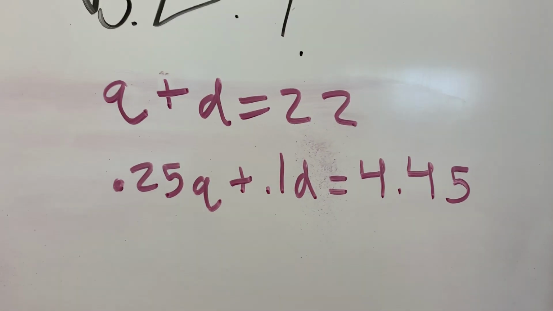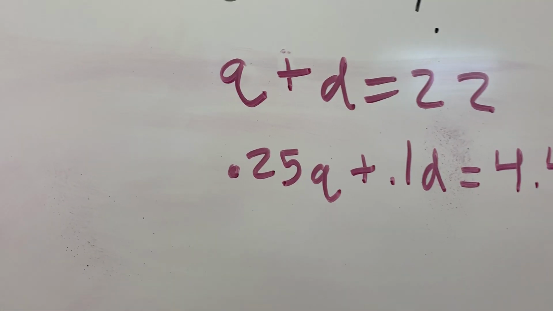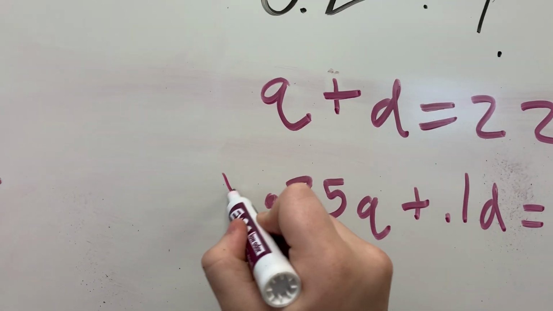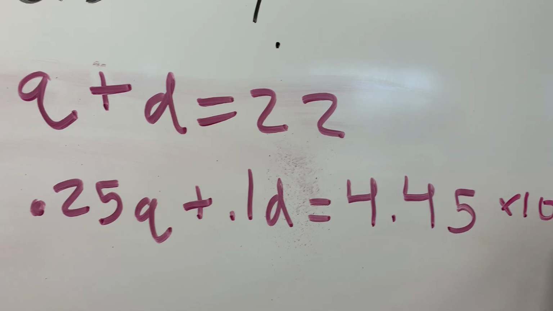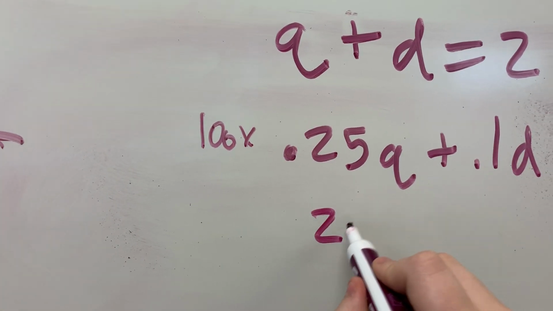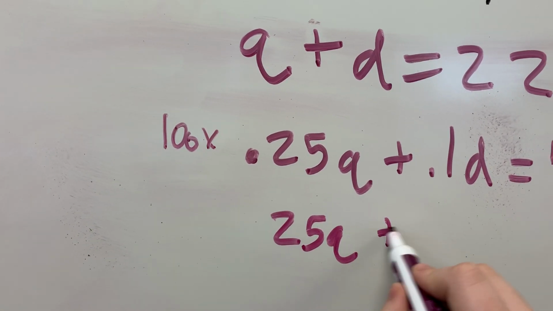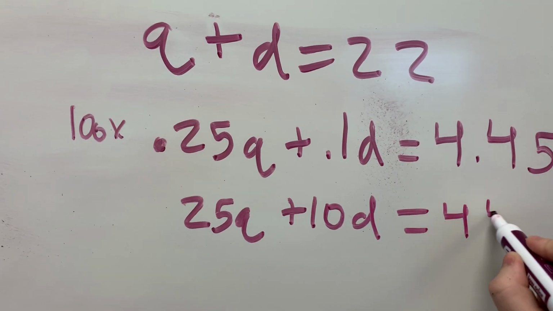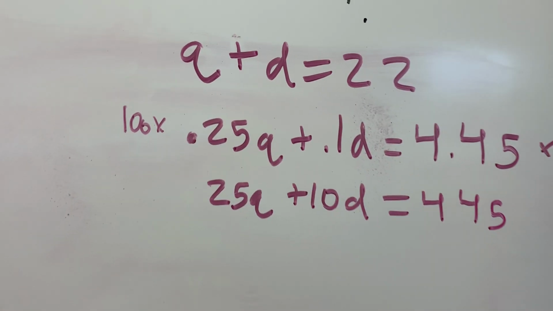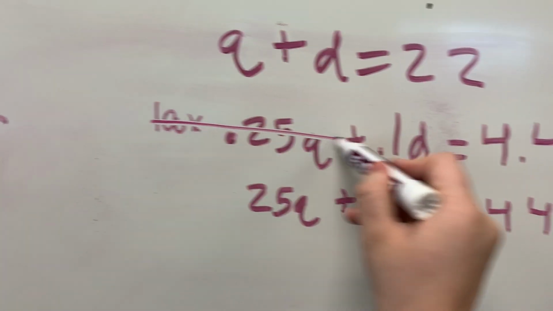Now we're going to try to get the variables to cancel out. First, we want to get rid of the decimals. So we can multiply by 100, multiplying both sides, to get 25Q plus 10D equals 445. Now that makes it a little easier. So we're done with this equation.